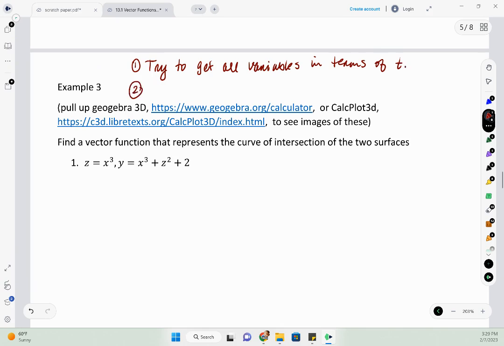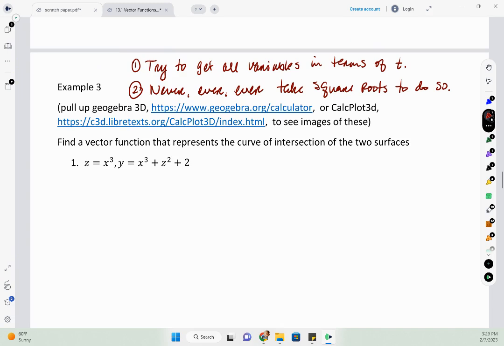The second thing is that as you do that, never, ever, ever take square roots to do so. Your answer will be accepted by WebAssign, but it will technically be incorrect. The problem with taking square roots to do so is that when you take a square root, you should have a positive and a negative solution.